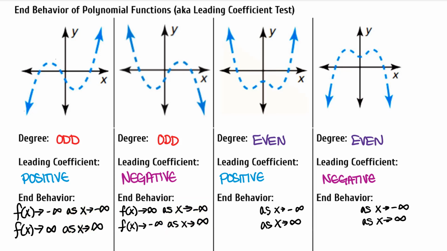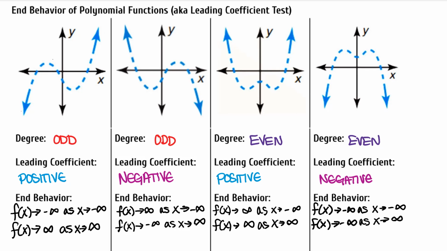When the degree is even and the leading coefficient is positive, the f of x or y values approach positive infinity. And when the degree is even but the leading coefficient is negative, f of x will approach negative infinity on both sides. Remember, end behavior doesn't tell us how many turning points or how many waves there are in between, but it does help us with what the y's will eventually be approaching all the way to the right or all the way to the left.